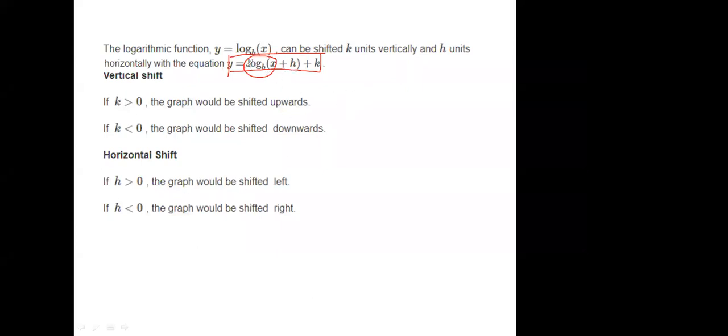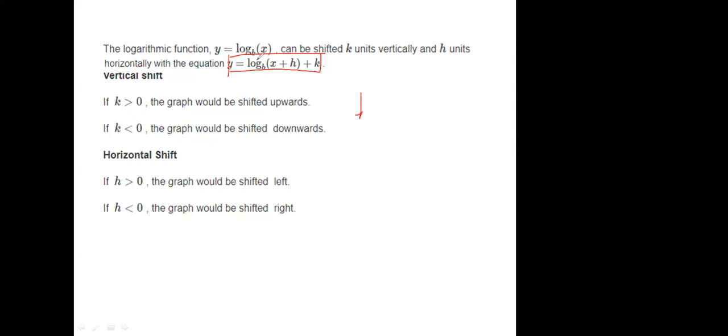So for log base b of x, if this number is positive, we shift it to the left. If it's negative, for the same amount of units, if it says +3, we shift 3 to the left. If it says -3, we shift 3 to the right. And k, which is outside of the logarithm, shifts upwards or downwards. If k is bigger than 0, go upwards. If k is smaller than 0, go downwards.